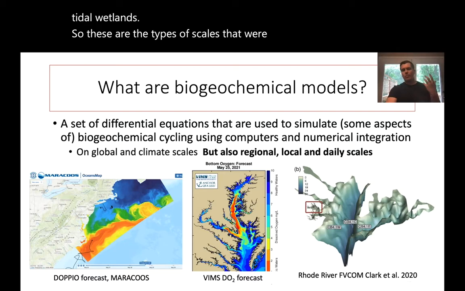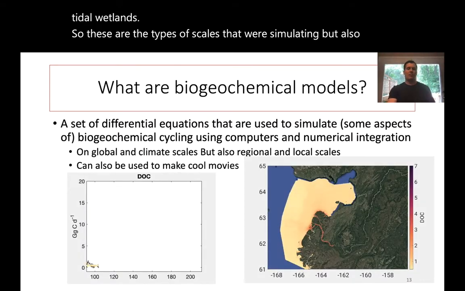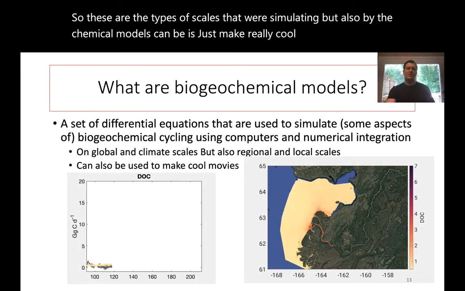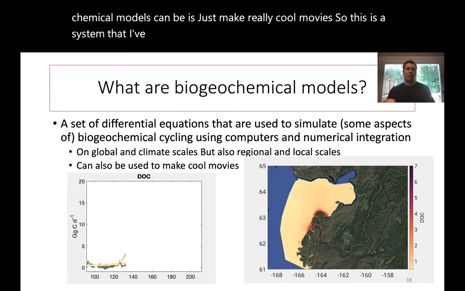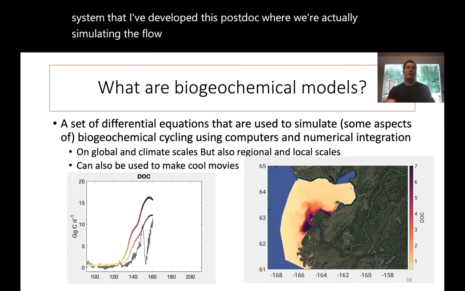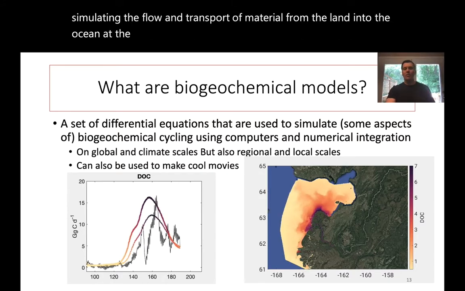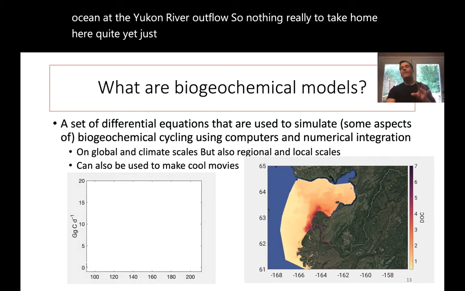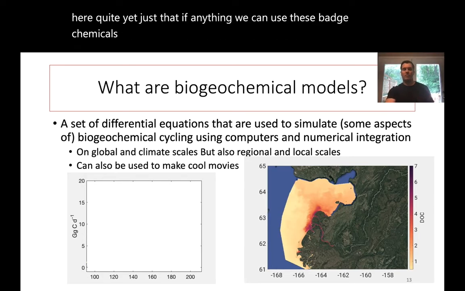But also biogeochemical models can be used to just make really cool movies. So this is a system that I've developed as a postdoc where we're actually simulating the flow and transport of material from the land into the ocean at the Yukon River outflow. So nothing really to take home here quite yet, just that, if anything, we can use these biogeochemical models to make really cool movies for talks such as this.